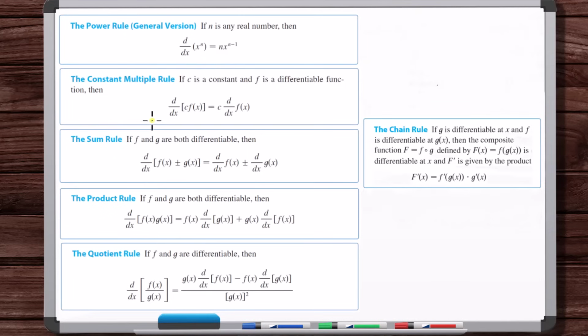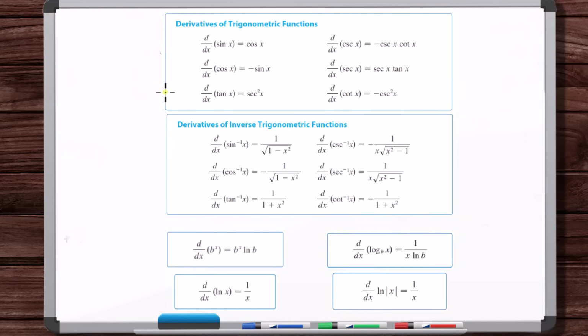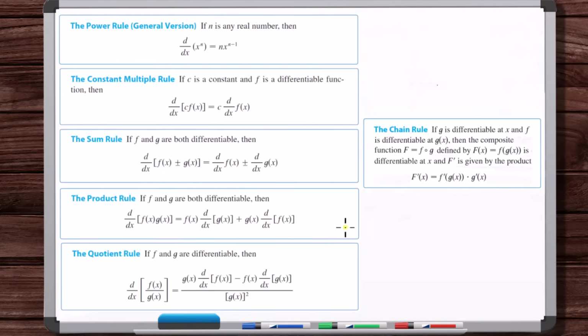So the power rule, the constant multiple rule, sum rule. So this is the sum or difference, plus or minus, right? The derivative of one function plus or minus another function, you can just find those derivatives separately and sum or subtract them. The product rule, the quotient rule, the chain rule. Okay, and then also derivatives of trig functions, inverse trig functions. Here we've got the derivative of a general exponential, a general logarithm, natural log of x, natural log of absolute value of x.